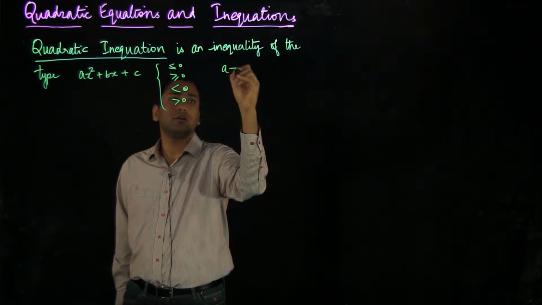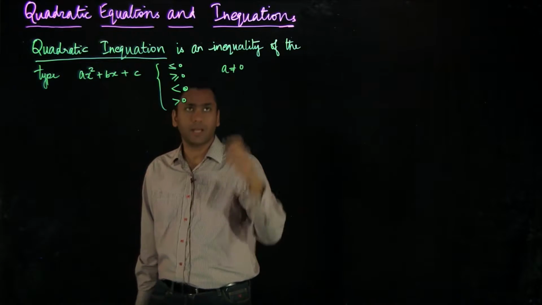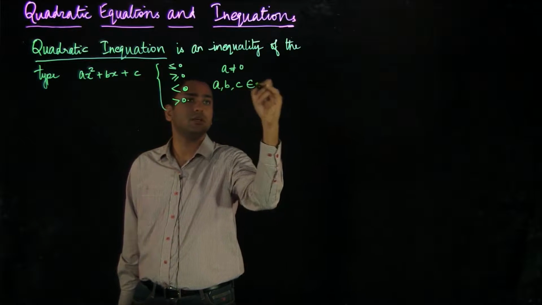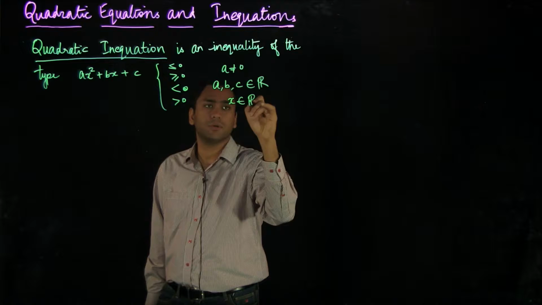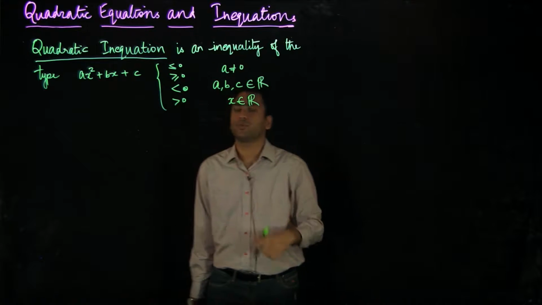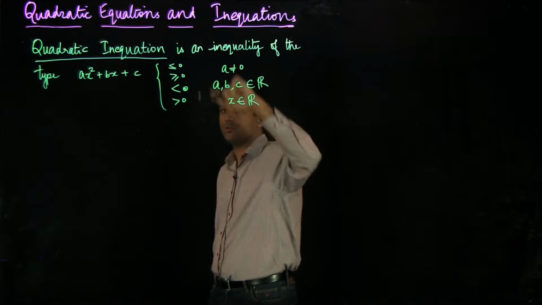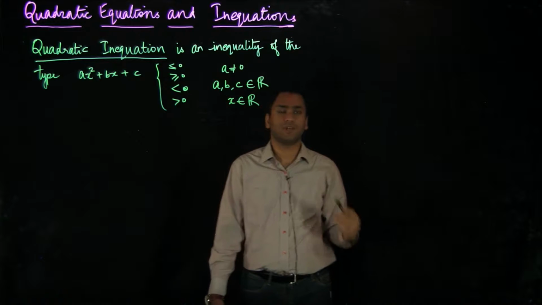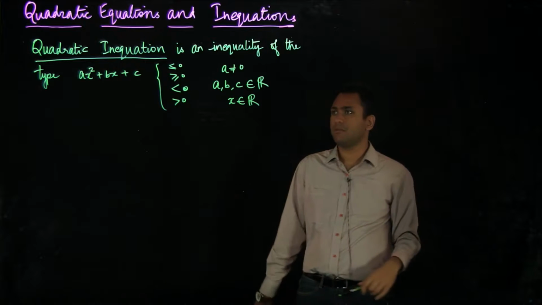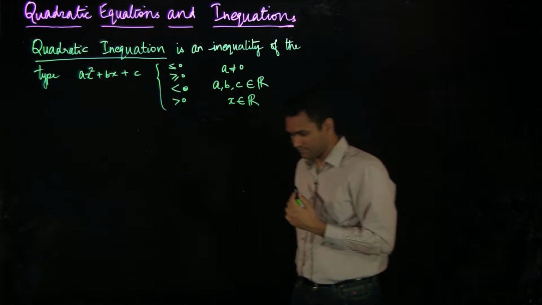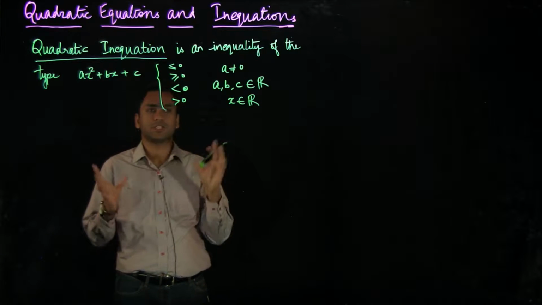And of course, a is not equal to 0, because otherwise we would be back to linear inequalities, and a, b, and c belong to the set of real numbers, and x also belongs to the set of real numbers. So this is actually a real quadratic inequation. So earlier we were dealing with equations, when instead of these four signs of inequality we had the equal sign. So ax squared plus bx plus c was equal to 0 or equal to something, whereas here we are dealing with inequalities.